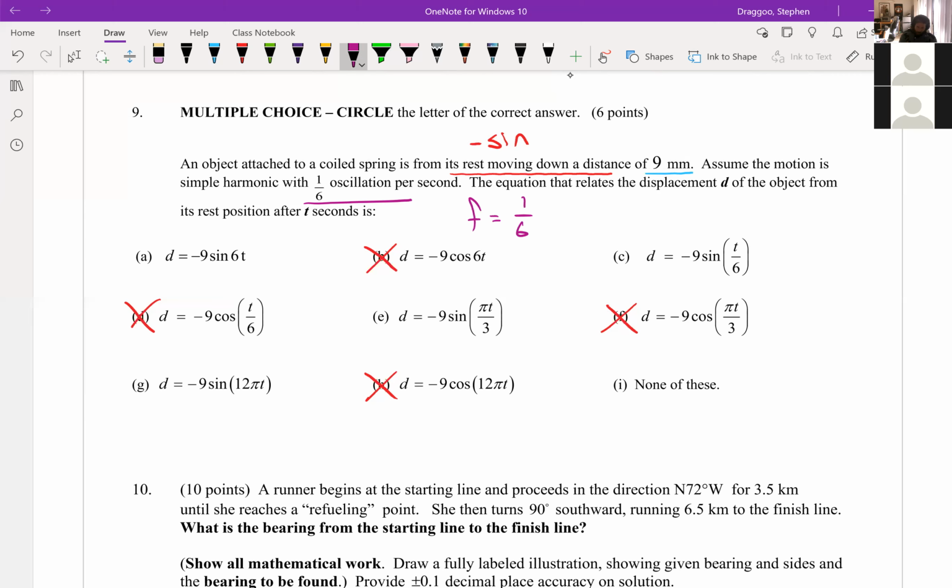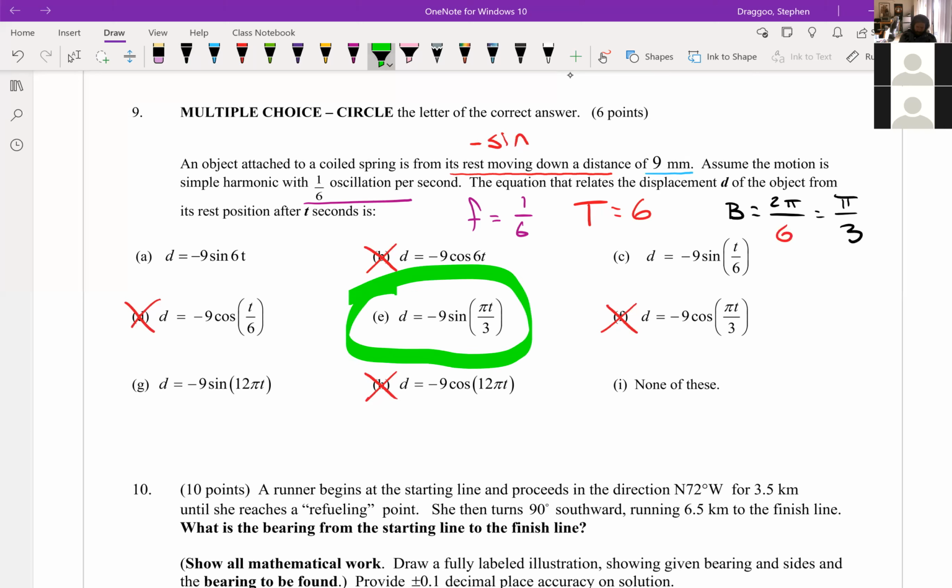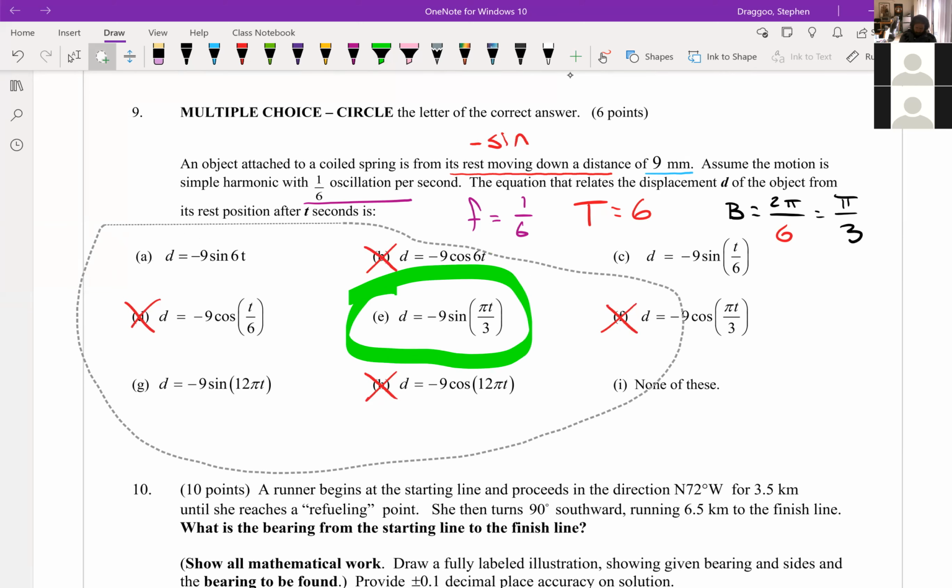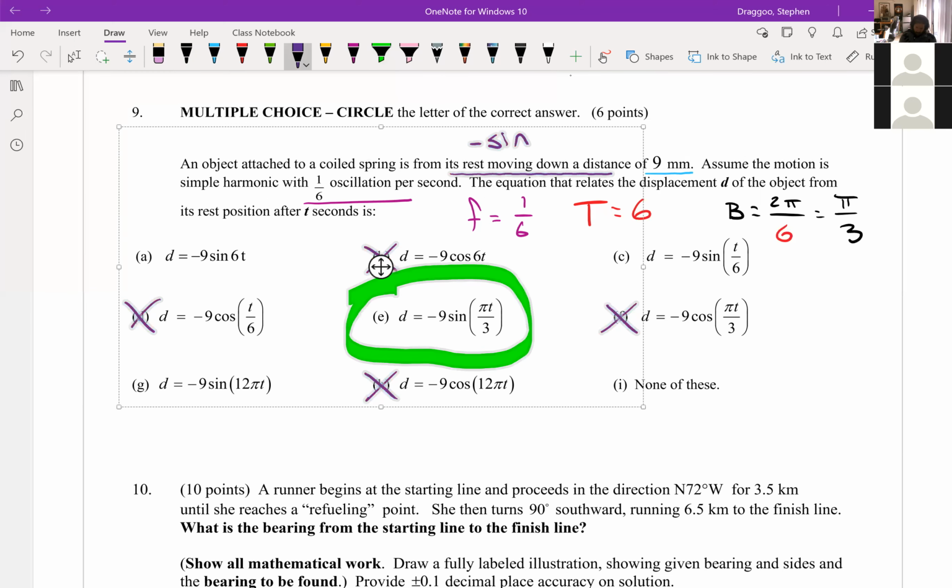So our frequency is 1/6, which means that our period is going to be equal to 6. If the frequency is 1 over 6, then the period is 6. We get that from the reciprocal of 1/6, meaning that B is 2 pi over 6, which is pi over 3. So the option left to us would be this one here in the middle. Okay, there we go. That looks better.